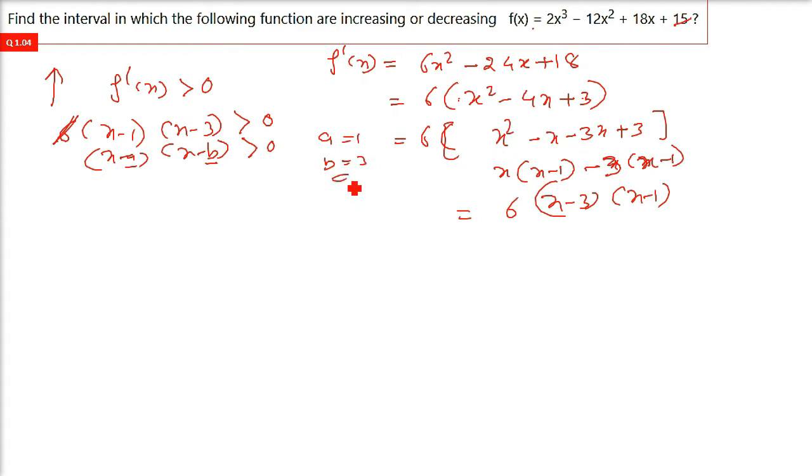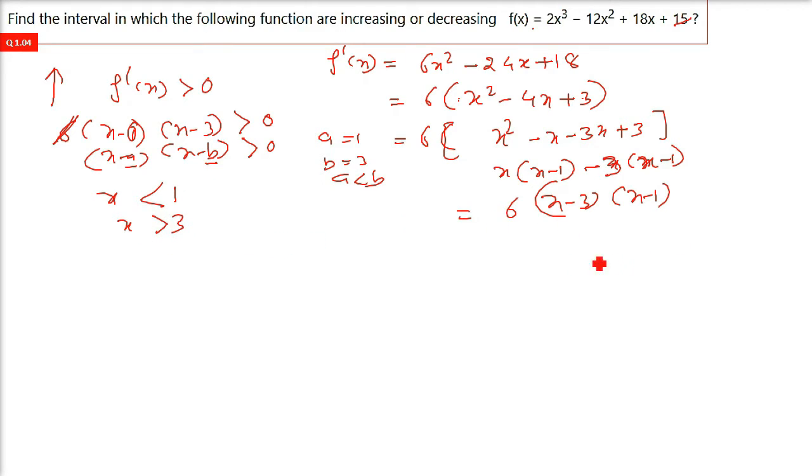If you put x minus 3 equals 0, it will be x equals 3. So we are talking about a and b, 1 and 3. So a is less than b, 1 is less than 3. So you will directly write this. It should be x less than 1 or x greater than 3. This is the straightforward solution.